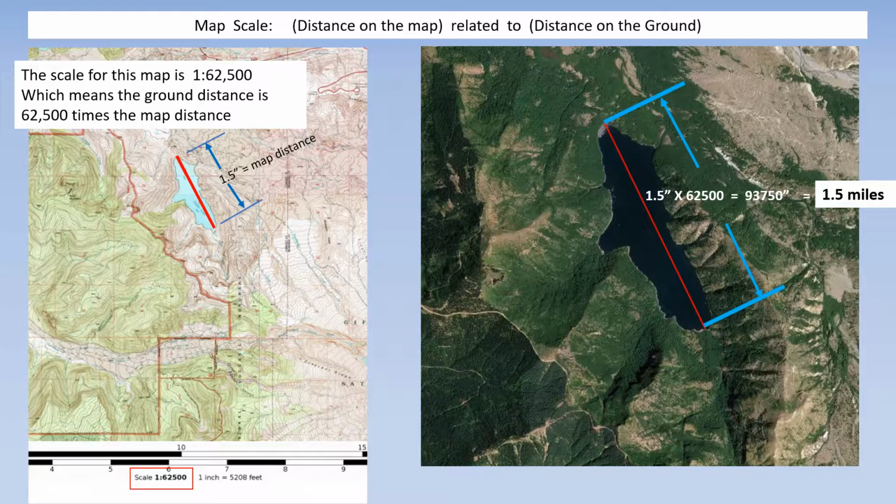For practical use, the ground distance is usually converted to feet or miles. Note that the scale of 1 to 62,500 is very close to 1 inch per mile. So the 1.5 inches on the map converts easily to 1.5 miles on the ground.